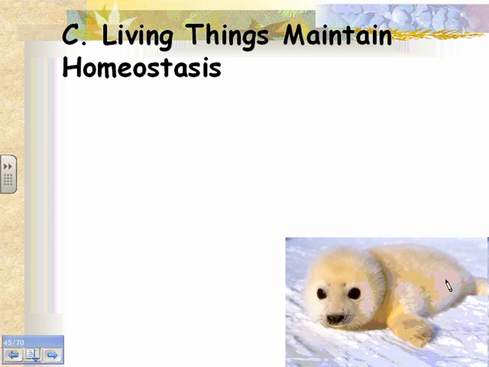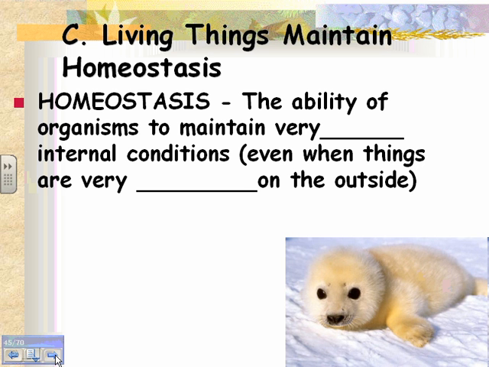Today we're talking about characteristics of life, and one of the characteristics of life is homeostasis. Homeostasis is the ability of organisms to maintain very stable internal conditions, even when things are very unstable on the outside. So an example of that is this seal keeping its body temperature constant, even though outside it might be very, very cold out.